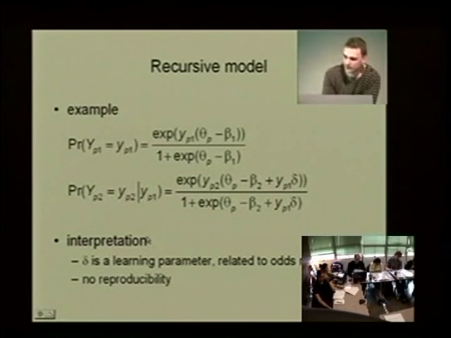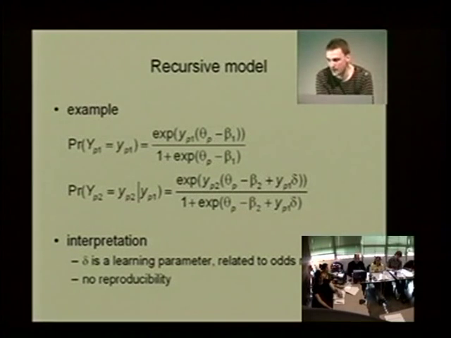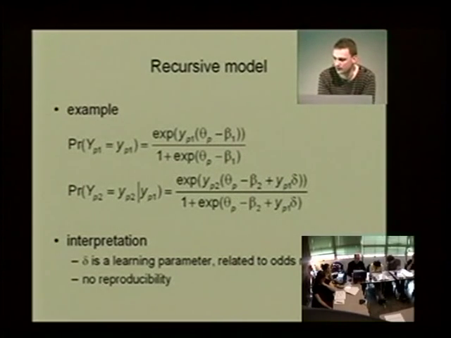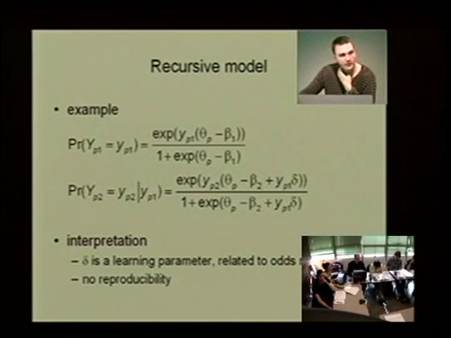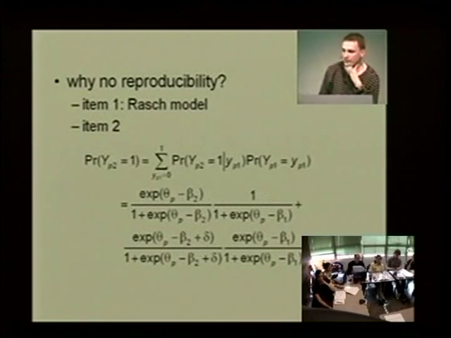With respect to the interpretation of this model and its parameters, delta is easily interpreted as a learning parameter. And it is related to the odds ratio. I'm not going to discuss that in detail. If you want to know more about it, you can look at the chapter in the book and the references therein where that has been explained. And another point of interpretation, and that is something I want to stress throughout this presentation, is that there is no reproducibility in this model. And what that means is the following.